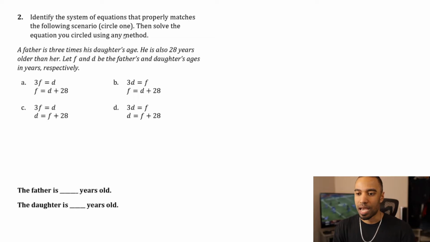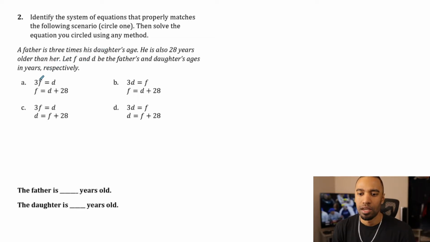A father is 3 times his daughter's age. He is also 28 years older than her. Let F and D be the father's and daughter's ages in years, respectively. So F is not female and D is not dad. Make sure you know that, all right? F is father, D is daughter. I might mess it up a couple times. I'm just saying make sure you know. So we're not using X and Y. All right, F is father, right?